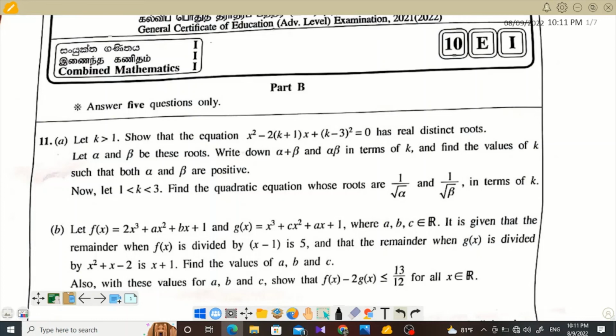In this video, we are going to solve a quadratic equation problem from the 2021 A-level paper. You can see the problem on the screen. They have given that k is greater than 1, and we have to show that the given quadratic equation has real distinct roots. First, we are going to find that.